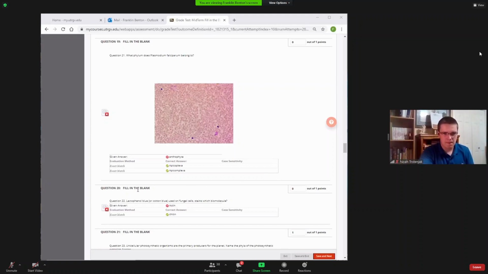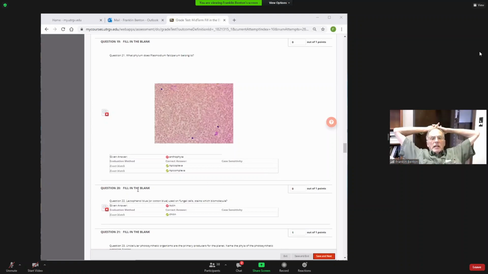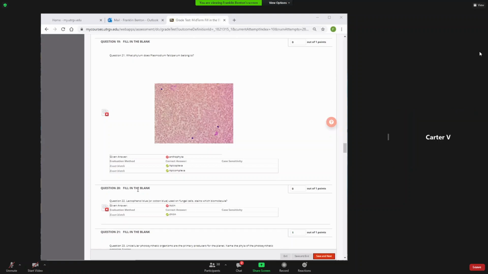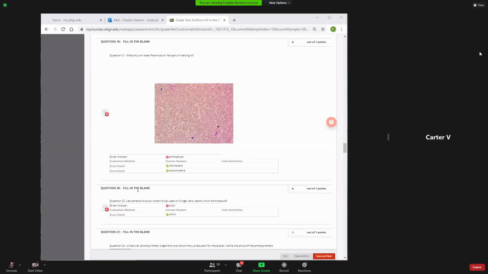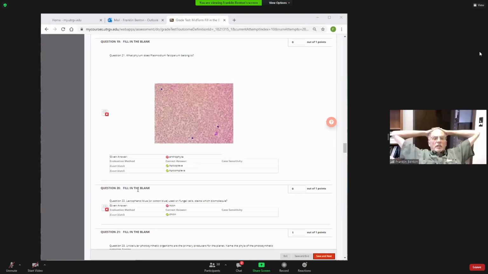Lactophenol cotton blue used on fungal cells stains which biomolecule? Oh, it's chitin. I put peptidoglycan. Peptidoglycan is found in bacteria, but it's chitin. Anyone want to articulate a different answer?